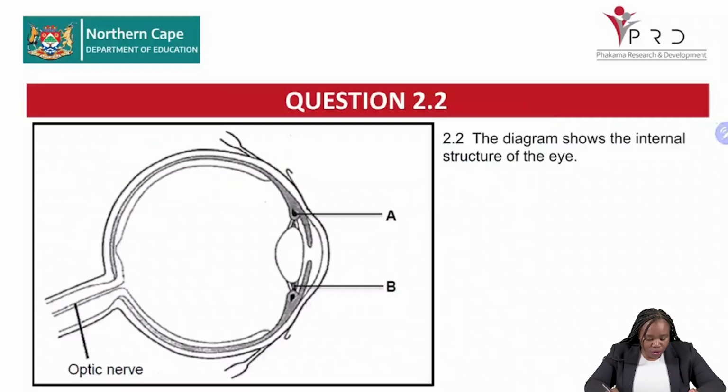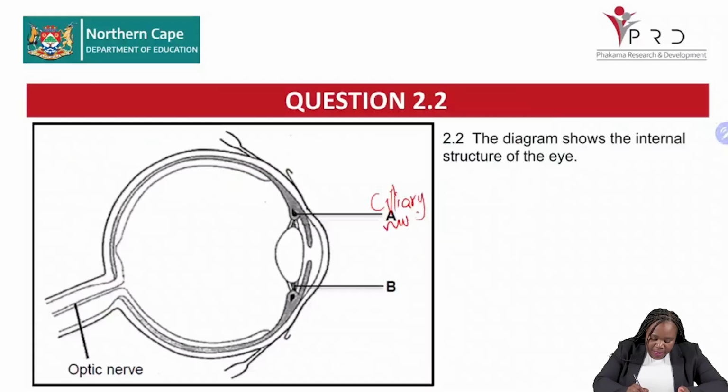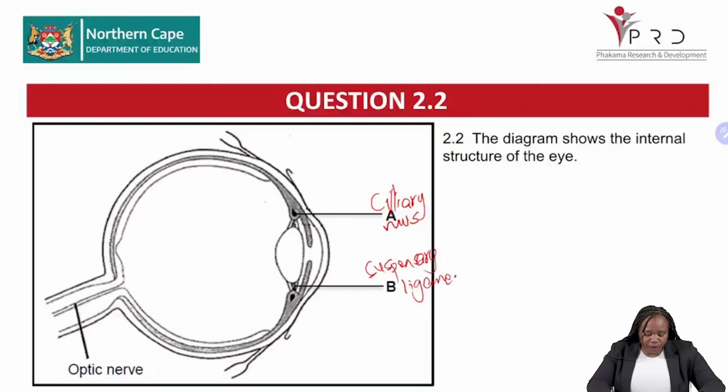Now with 2.2, we are still looking at that eye. Let's just start by trying to label what we have here. We have the ciliary muscles and the suspensory ligaments. I think once we start seeing these, we can think of processes such as accommodation, because these are the muscles that are involved in accommodation. However, let's have a look at our questions and see what they have for us.